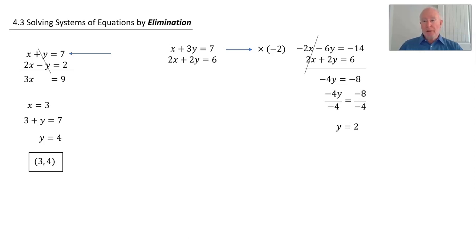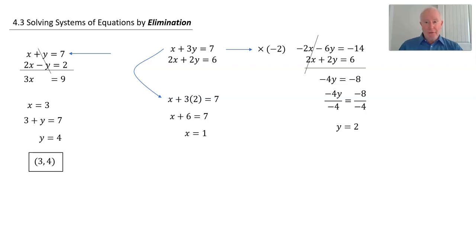So now we want to plug that back into one of the original equations. Doesn't matter which one. But again, we're looking for things that are easier. The top one seems to have smaller numbers because it just has no coefficient for the x. So we're going to plug in the 2 for the y. So x plus 3 times 2 equals 7, or x plus 6 equals 7. And then subtract the 6, and we get x equals 1.